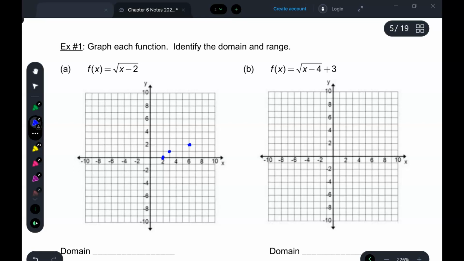Or you could also think, what could you plug in for x? I could plug in 6, right? 6 minus 2 would give us square root of 4. And that's our curve.